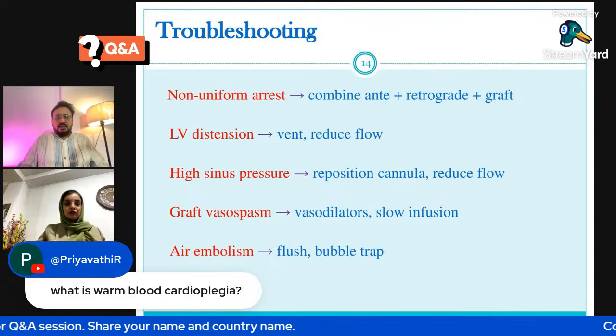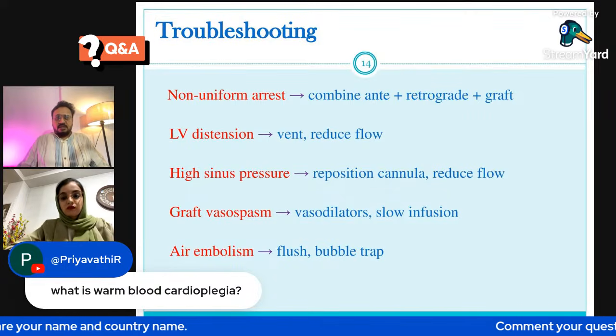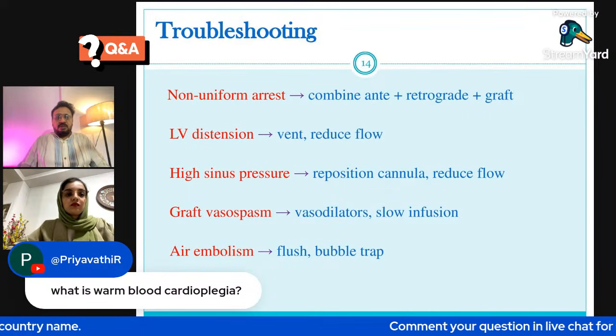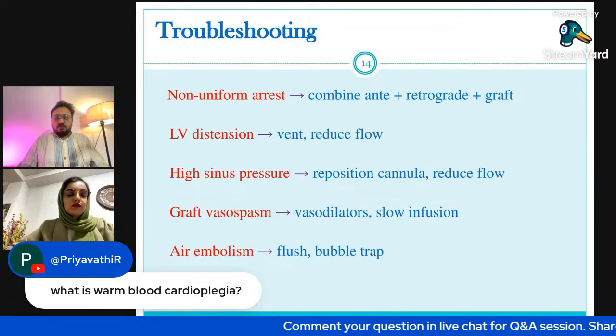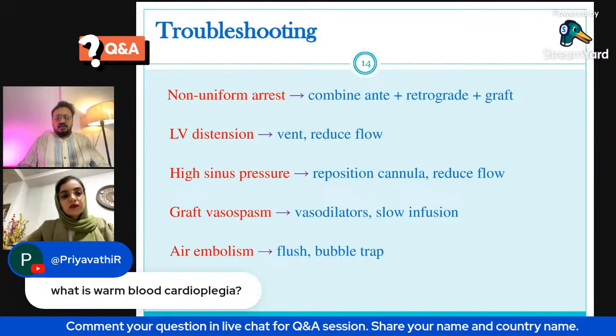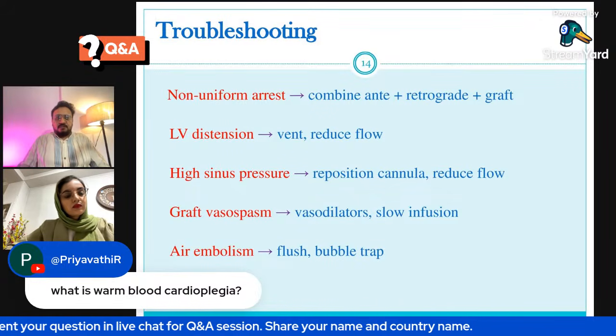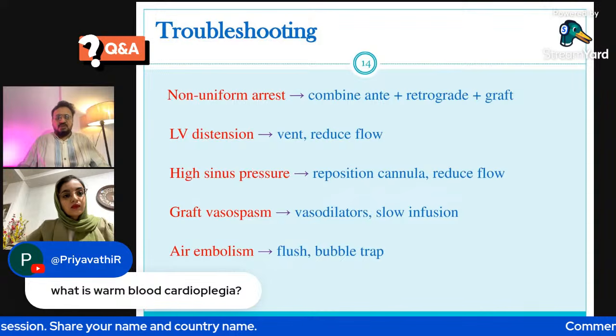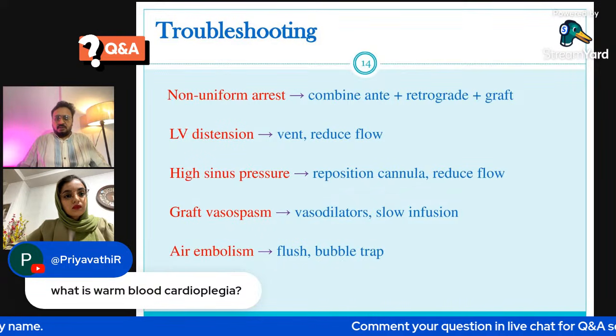So the myocardium keeps its metabolic activity. When we release the clamp and the coronaries are perfused again, the chance of reperfusion injury is reduced, because the metabolic activity is maintained during the cross clamp.